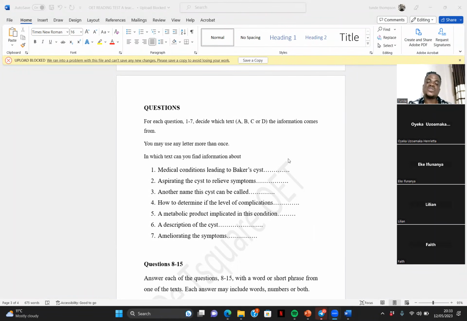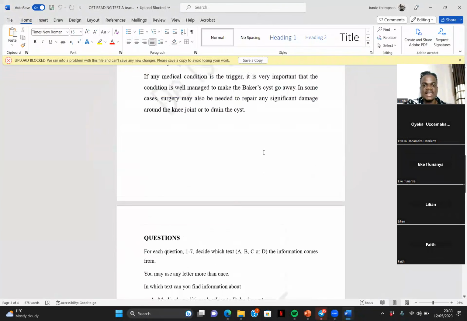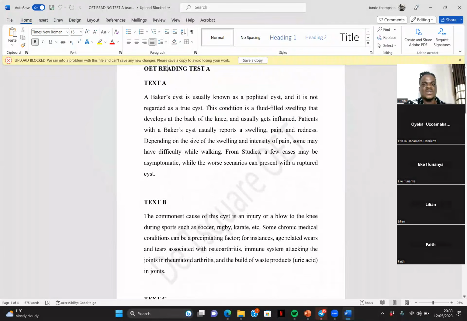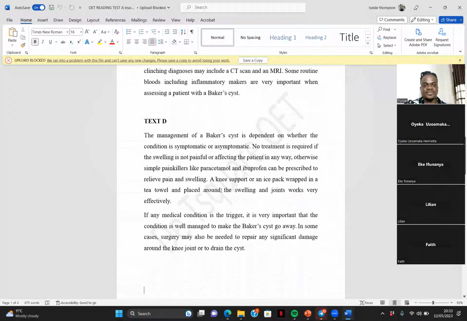Do you get? But you still need to go back to that text A to confirm it, if you can see where this cyst was called another name. So you scroll back to text A. If you go back to text A, you will definitely, I think that's it, even the first listing. A Baker's cyst is usually known as a popliteal cyst. Okay, so you put A there.